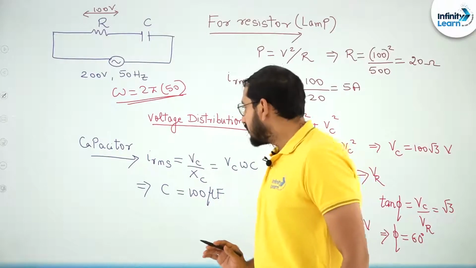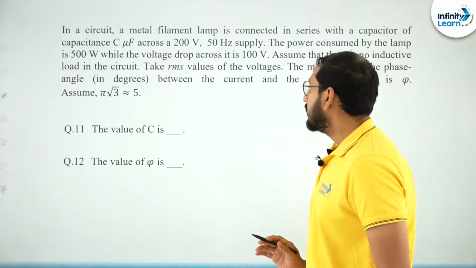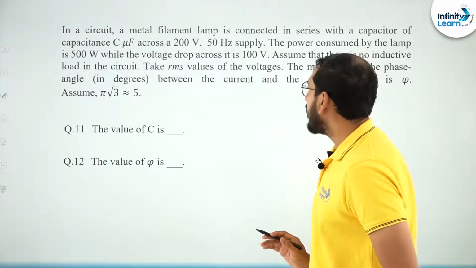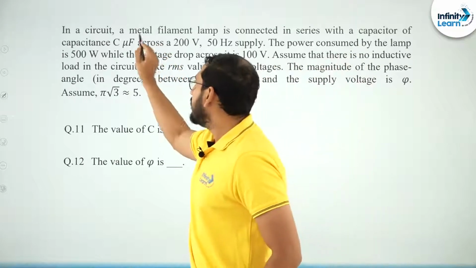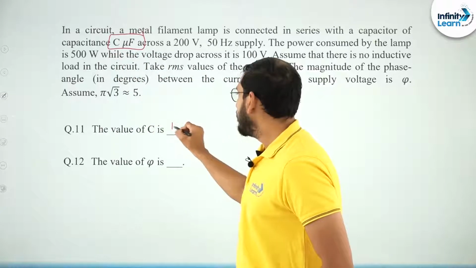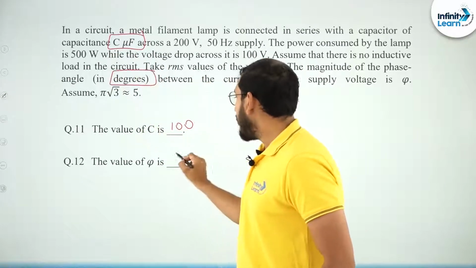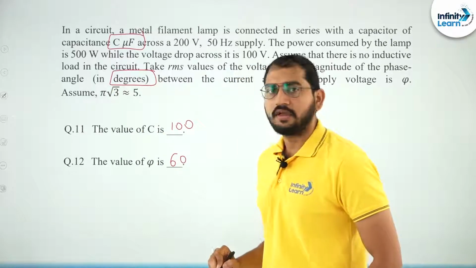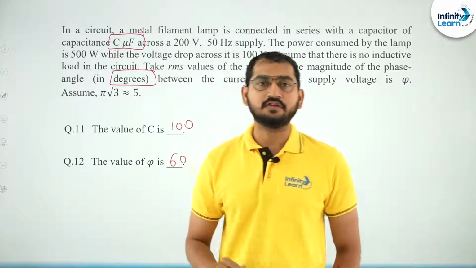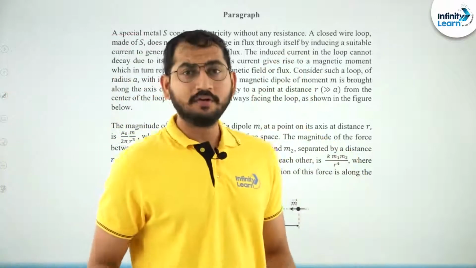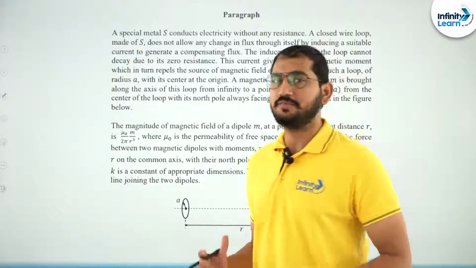So if you come to the question part, what is the question asking? The question is asking the value of capacitance in microfarad. So the value of C will be equal to 100, and the phi they are asking in degree, and that answer was 60 degree. Okay, so 160 will be the answer for this question. Moving on to our next comprehension based question.